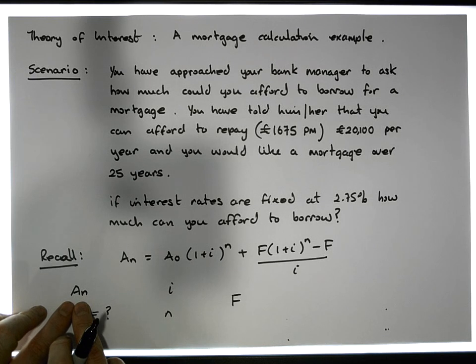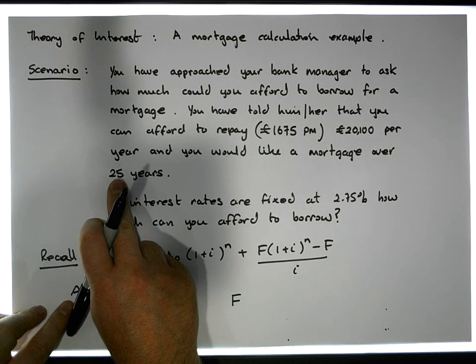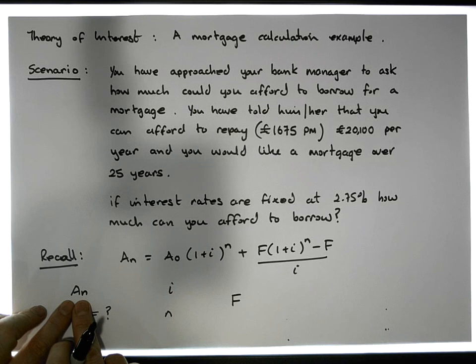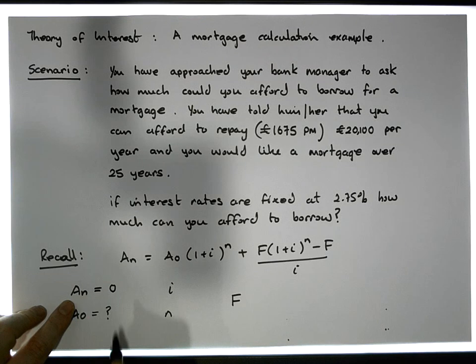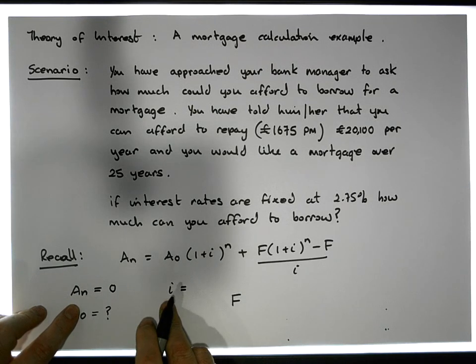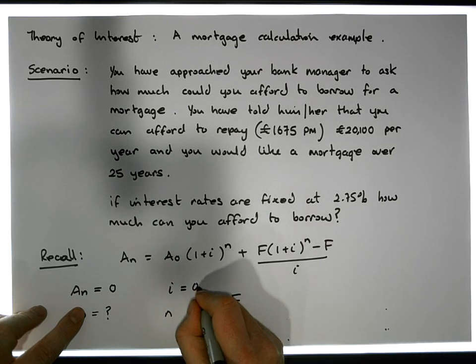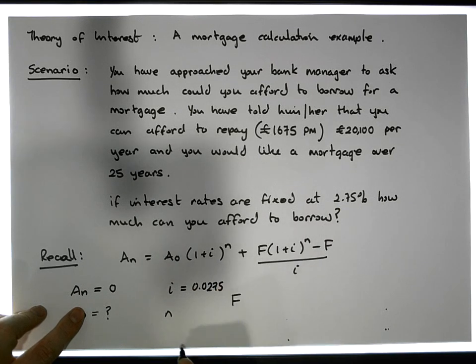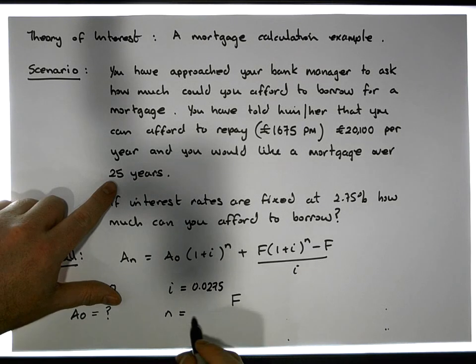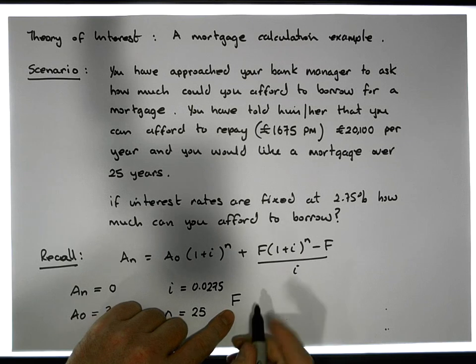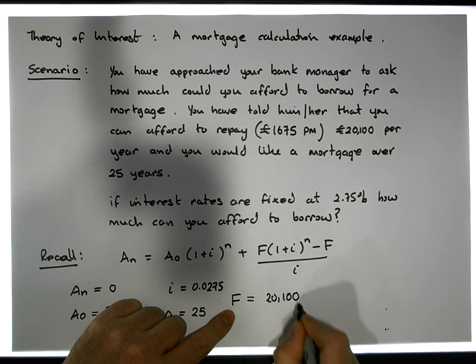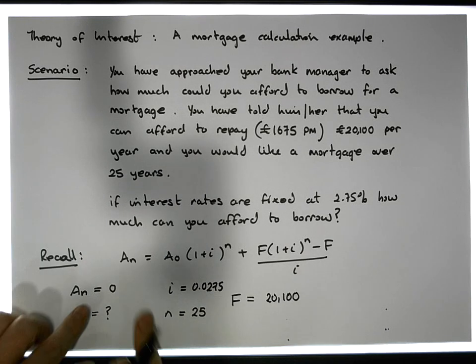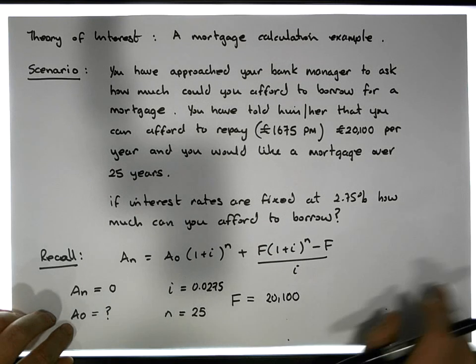AN, when it comes to a mortgage calculation, doesn't always have to be, but for these mortgage calculations that we're doing here, we're assuming that after the 25 years of the duration of the mortgage, the future value is equal to 0. In other words, you've repaid the mortgage. So in our scenario here, and in all of our other scenarios, AN for a mortgage is going to be equal to 0. I is the interest rate, in this case 2.75%, which is 0.0275. N is the duration of the mortgage. You want it out over 25 years, so N is equal to 25. F is what your annual repayments can be. In this case, you can afford to pay 20,100 euros. So we have all the information to go into the formula. What is A0? Let's do that calculation now.